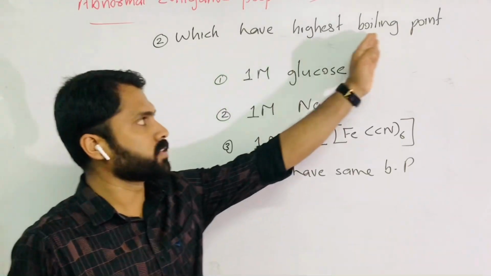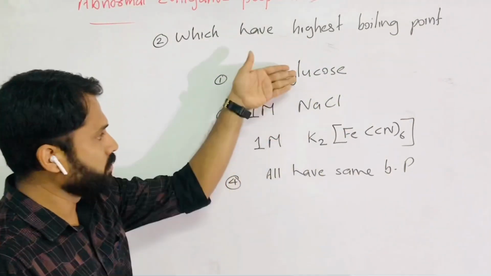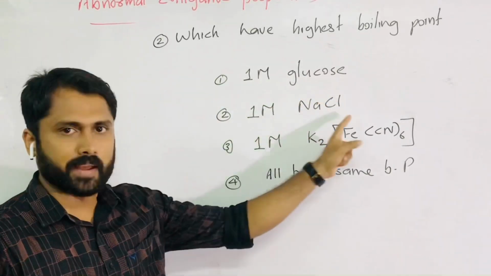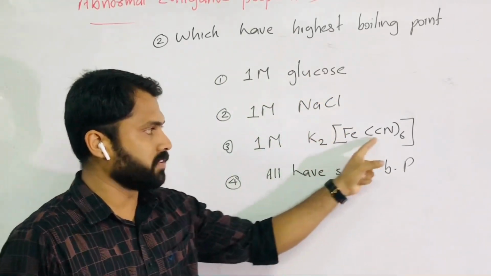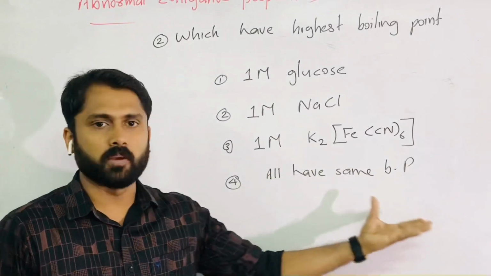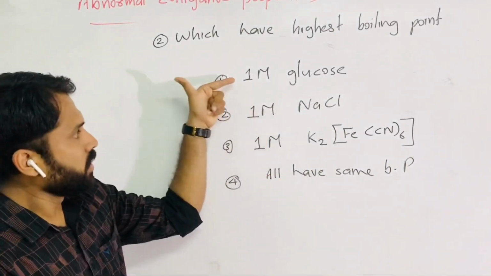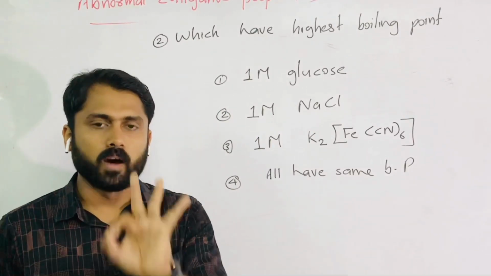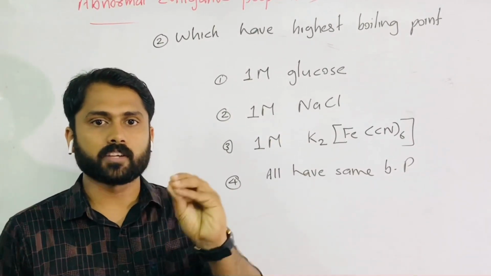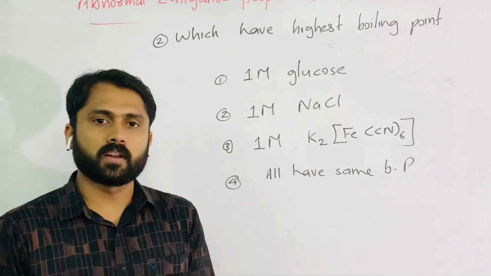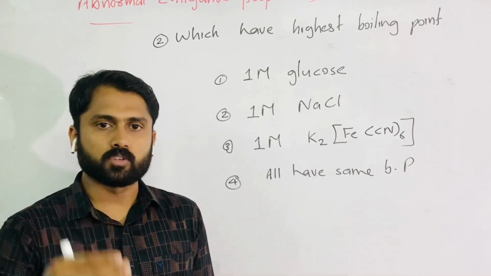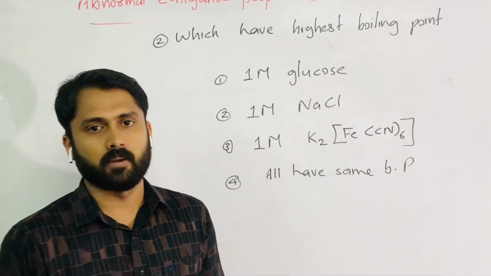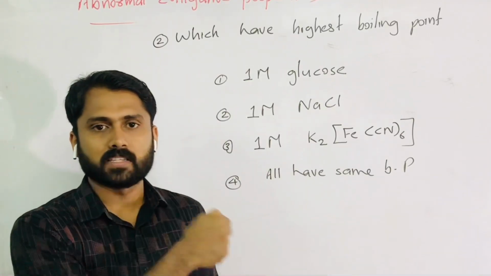Okay, another question. Which has the highest boiling point? And you are given 4 options: 1 molar glucose, 1 molar NaCl, 1 molar K2FeCl6, and all have same boiling point. Actually, options 1, 2, 3 all are 1 molar, that means concentration is actually the same. If concentration is same, number of moles of solute is same. It indicates colligative property is same. But we have to consider i factor.